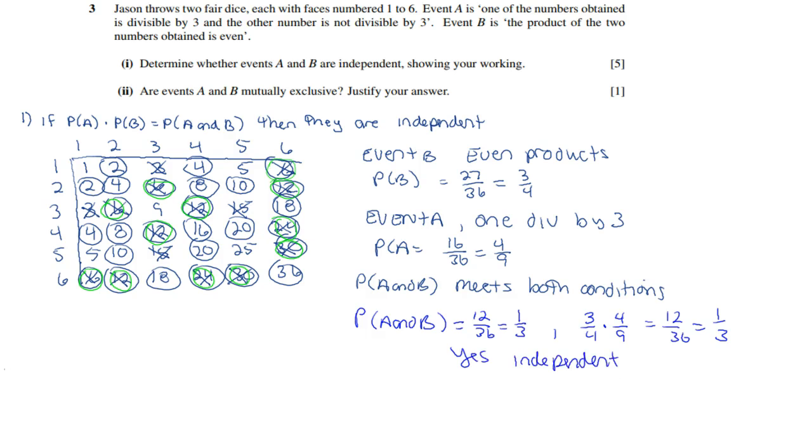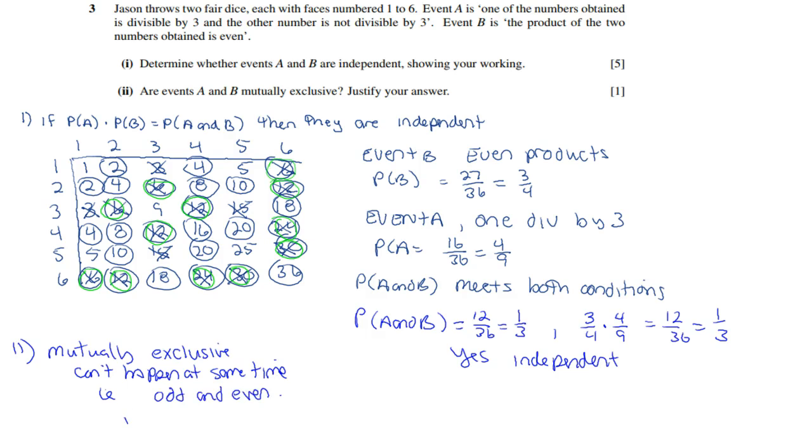And they are. Now, the next question for part 2, it asks about mutually exclusive. Well, if they're mutually exclusive, that means they can't happen together. One can't happen with the other. So, for example, I can't roll an odd and an even number, one or the other. So, in that case, the probability of A and B both happening would be 0. And since the probability of A and B both happening is 1/3, and that's not 0, these are not mutually exclusive.